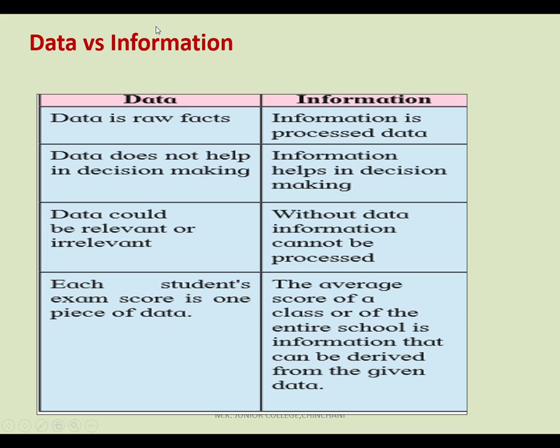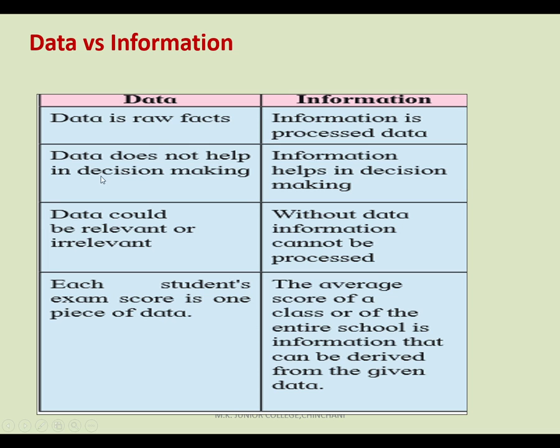So here, whenever I want to get some information, I get it after processing raw data. So data must be there in your database. On that database you process something and then you get the information. So there is a difference between data and information. The very first point: data is a raw fact, information is processed data. After processing that raw data, one can get information.